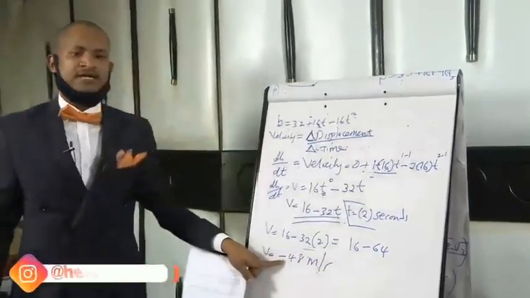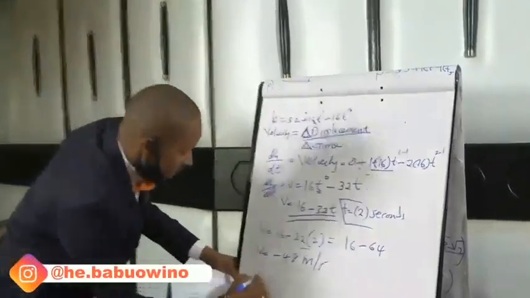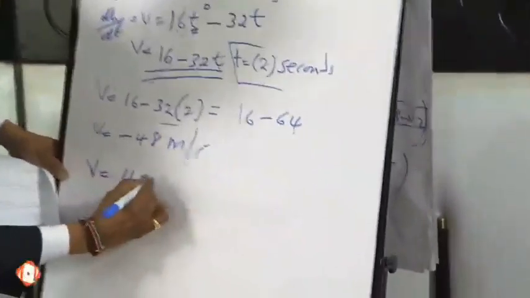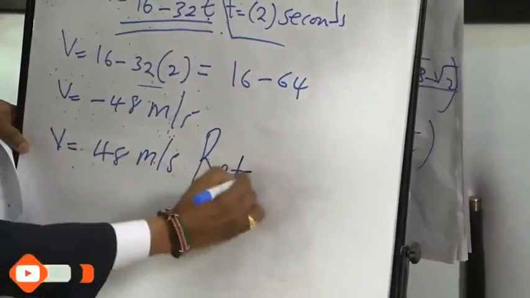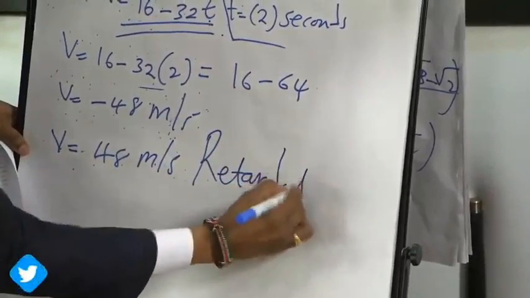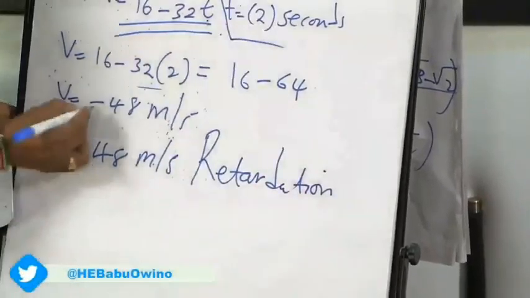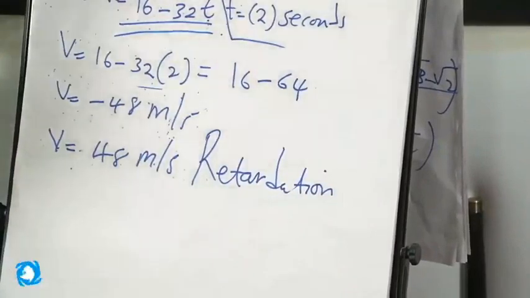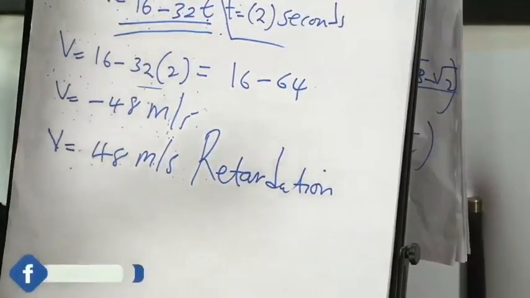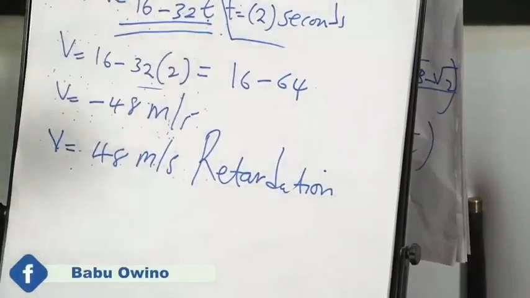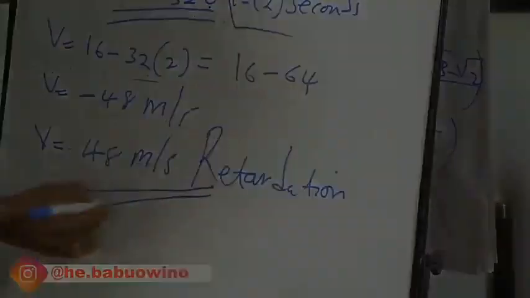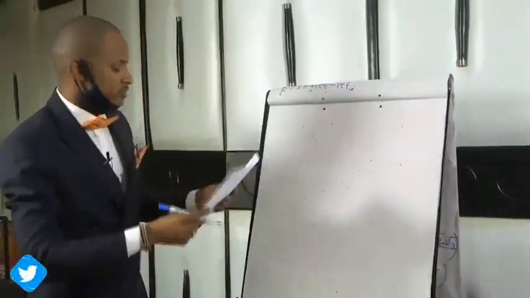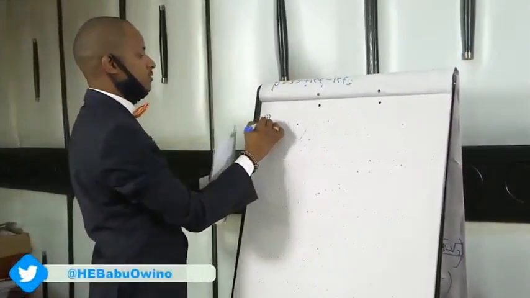But because it is negative, you write your answer as velocity equals 48 meters per second. Retardation. It was retardation, to take care of the negative, because he was slowing as he was going down. The velocity wasn't increasing. So it's retardation. We proceed to our next question, question number 2.